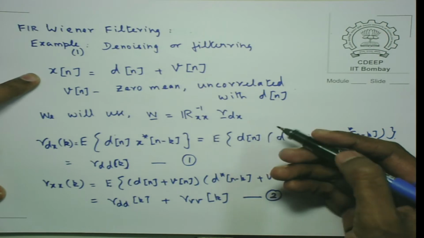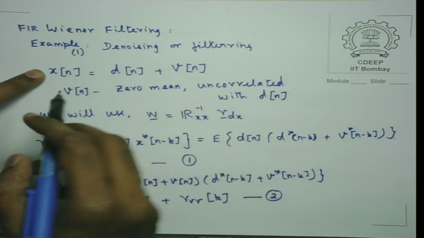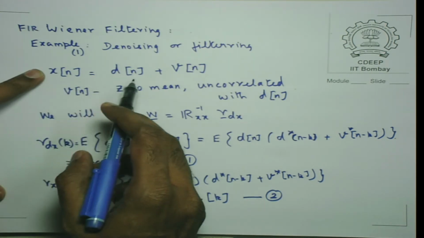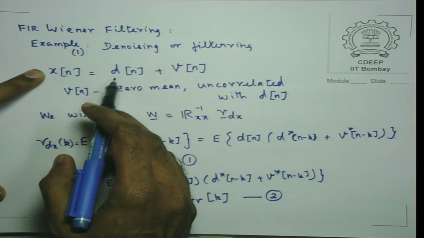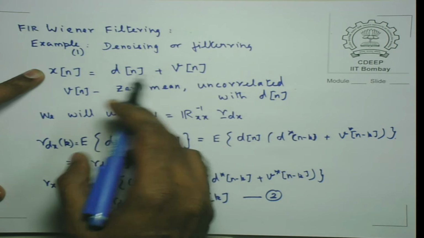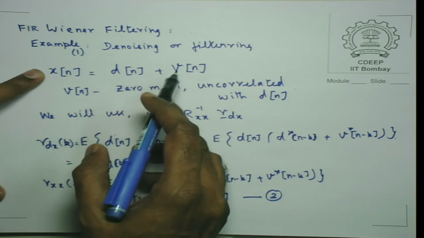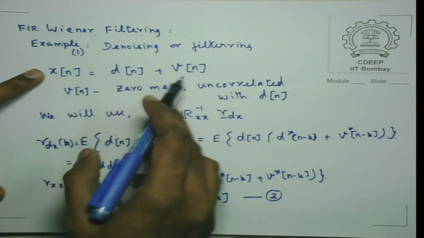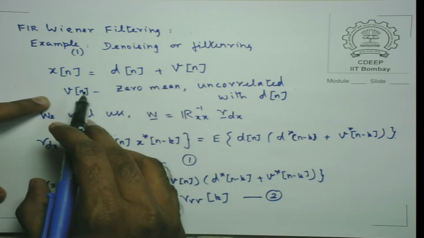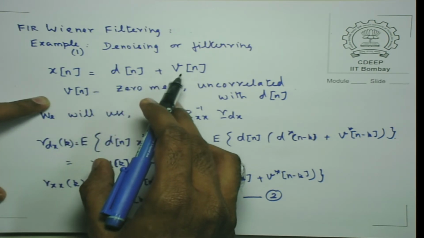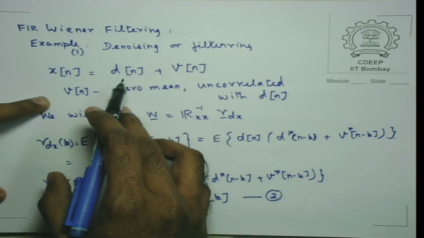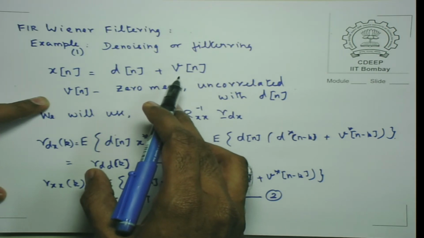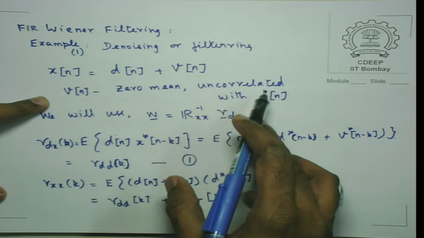simple filtering problem where the observed signal is X of n. This observed signal essentially is a sum of our desired signal with some noise. So we can think of this as the desired signal being corrupted by some noise, and that's what we are observing, and we would like to design a filter to remove this noise. One assumption we have is that this V of n, which is the noise, is zero mean and is uncorrelated with D of n. As I had mentioned during a discussion on random process, in many practical scenarios, this is not a difficult thing to expect.